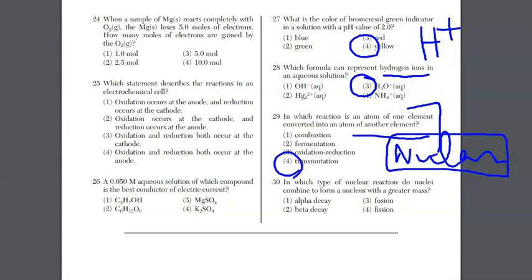And finally, for question 30, we're at the end of part A. In which type of nuclear reaction do nuclei combine to form a nucleus with a greater mass? Combination means you have fusion. Fission is the breaking apart. Alpha and beta decay are what's known as natural radioactivity. So the answer for 30 is 3.